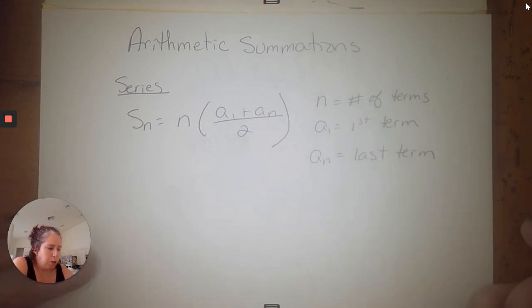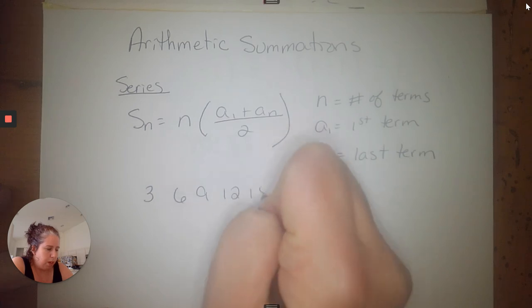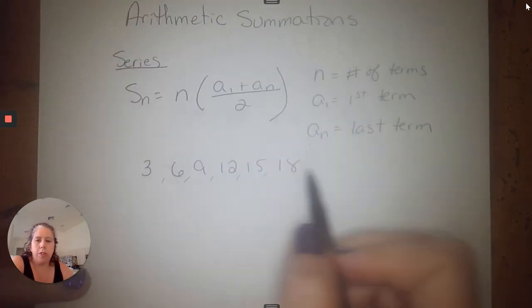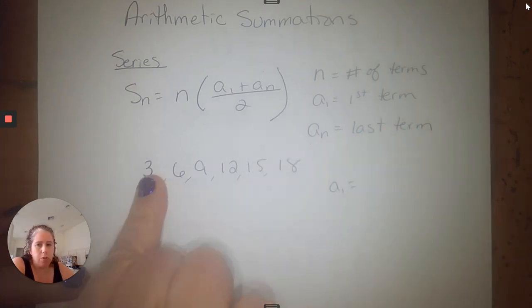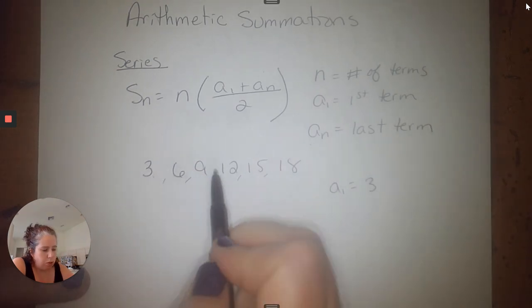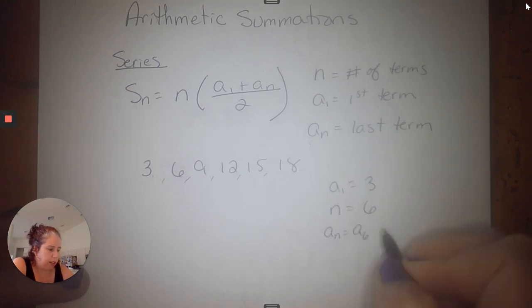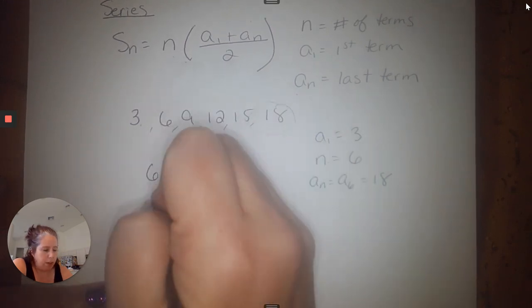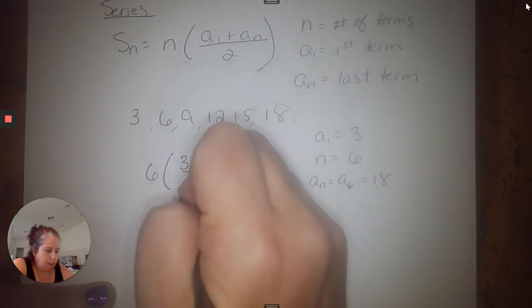Just to make sure everybody understands what we're doing, if I give you a simple series, 3, 6, 9, 12, 15, and 18, you could just add those up because that's pretty easy. But we can actually use this formula. We need a1, the first term, which is 3. There are 6 terms, so n would be 6, and an, which would be a6, is the last term, 18. Plug it in: n is 6 times a1, which is 3, plus an, which is 18, divided by 2.